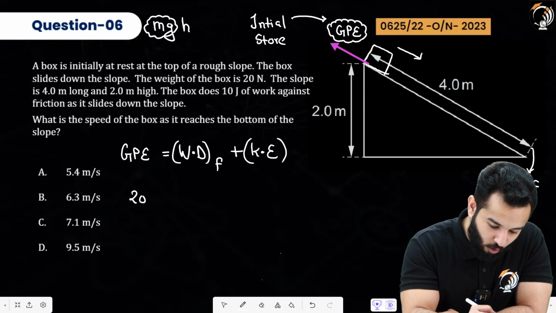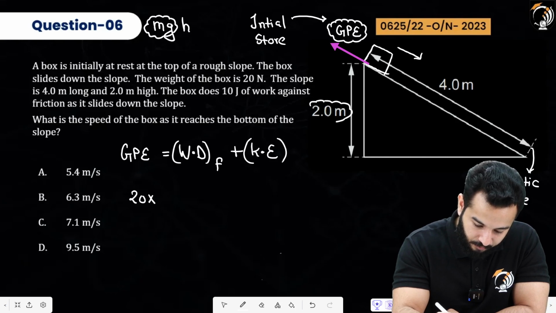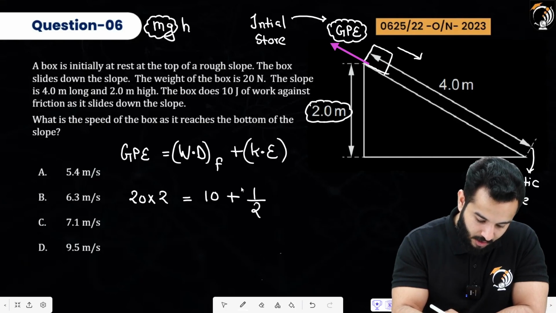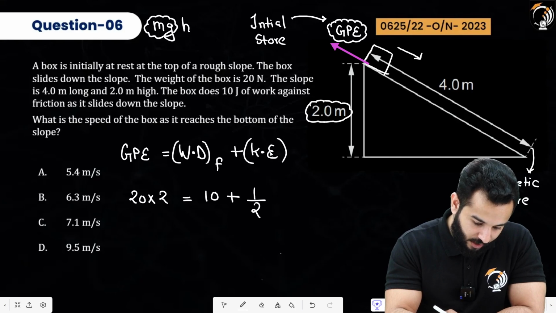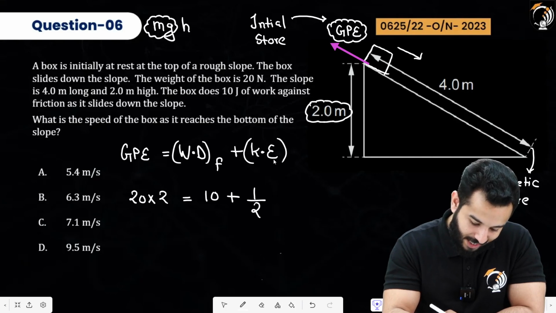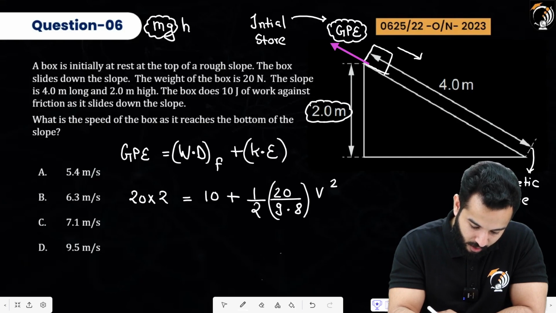So they have already told us what mg is. So 20 times the height, which was 2 meters. 20 times 2 equals 40. Work done by friction is 10 plus half. Now, if we want to find out the speed over here, instead of writing mass, I'm going to write it as 20 divided by 9.8 times v square, right?